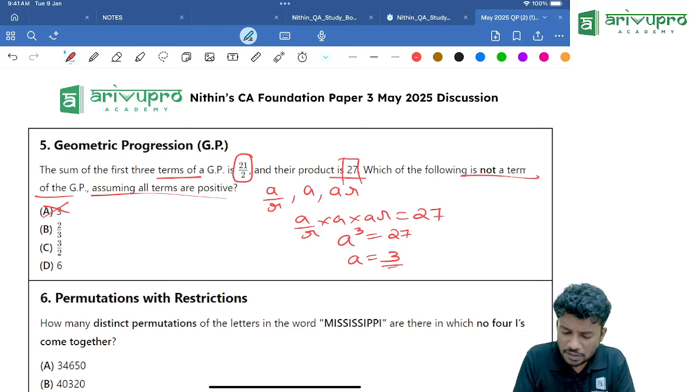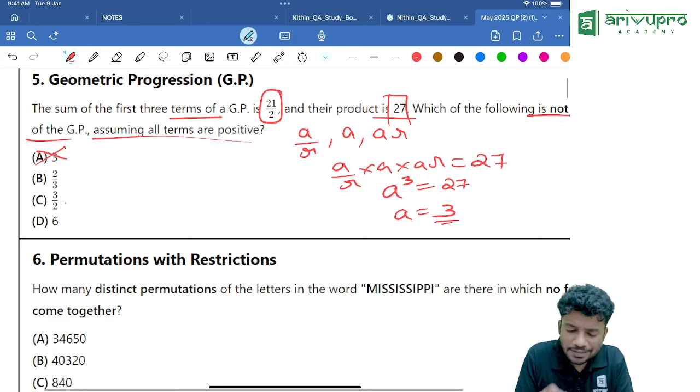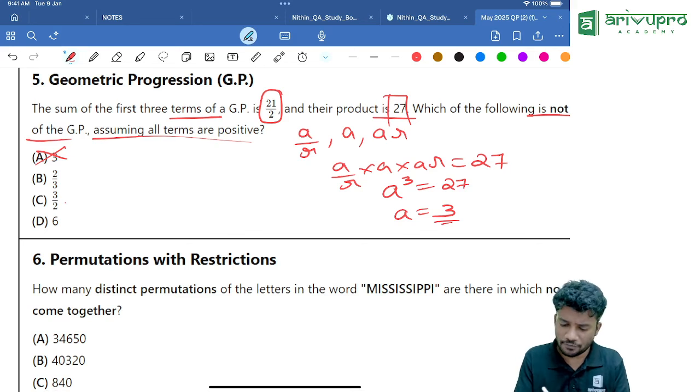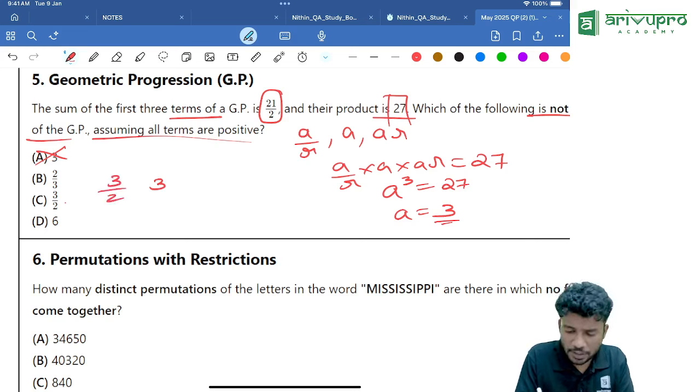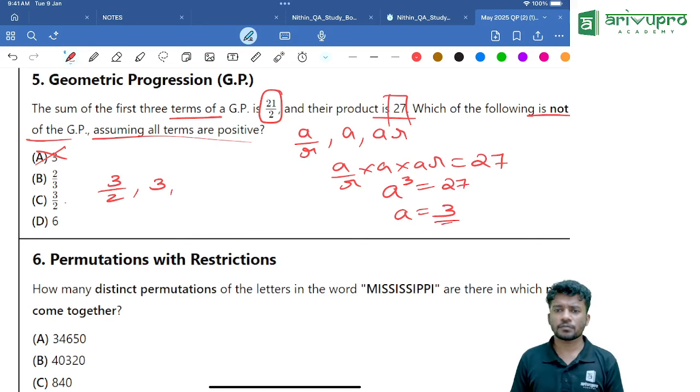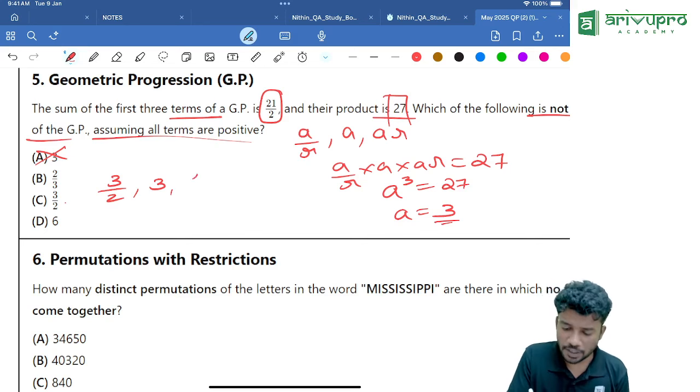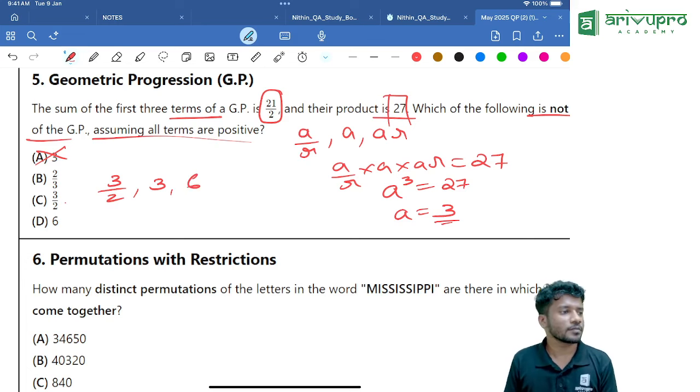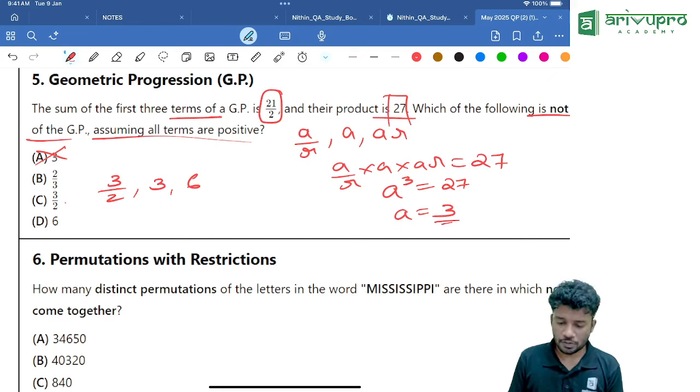Now, look at option C. Check option C. If option C is another term of our GP, that means one term is already there, that is 3. Then if option C is not a term, we will try 3 by 2. Then the next term will be 6. What is the product of everything? 3 by 2 into 3 into 6. How much is it? 27. It is coming to be 27.